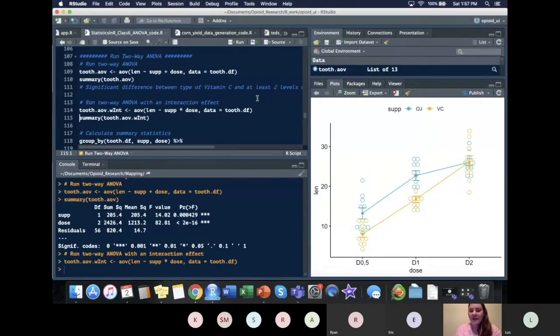So is beer separately going to be different than beer and soda together? Hopefully that helps. So we're going to look at that interaction effect.